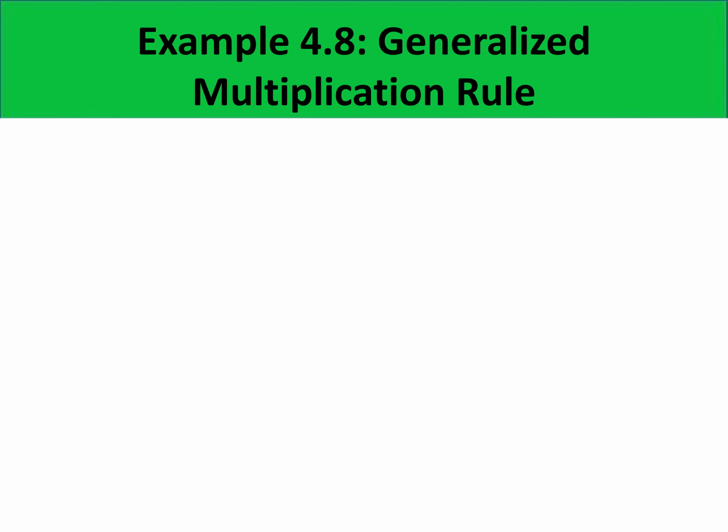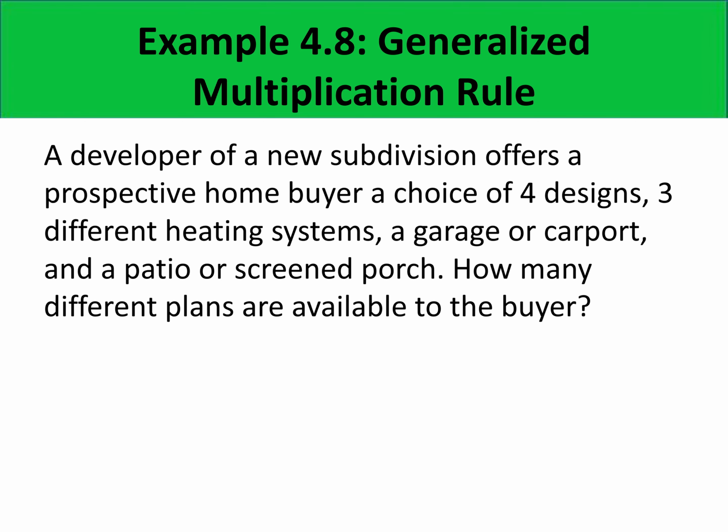Let's illustrate the generalized multiplication rule. A developer of a new subdivision offers a prospective home buyer a choice of 4 designs, 3 different heating systems, a garage or carport, and a patio or screen porch. How many different plans are available to the buyer?